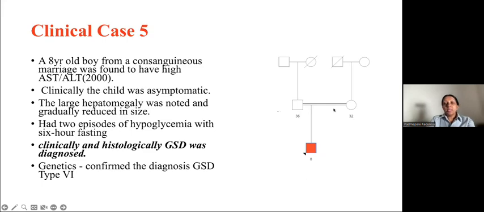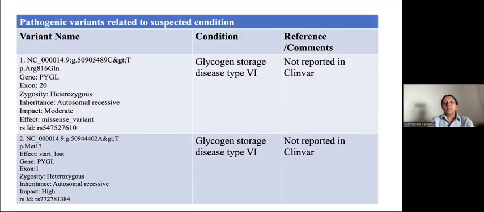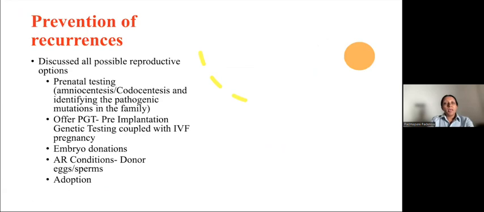However, this couple were willing to have another child. So we wanted the genetic diagnosis before planning the next pregnancy. We did the genetic confirmation, and it was found to be glycogen storage type 6. Then we got the family down and did the reproductive counseling for the prevention of recurrences.